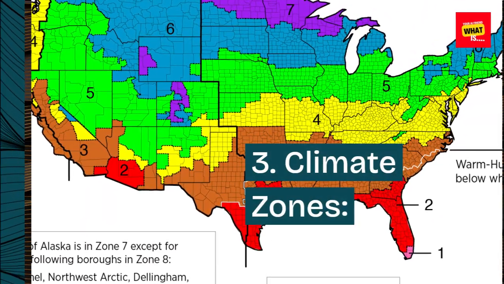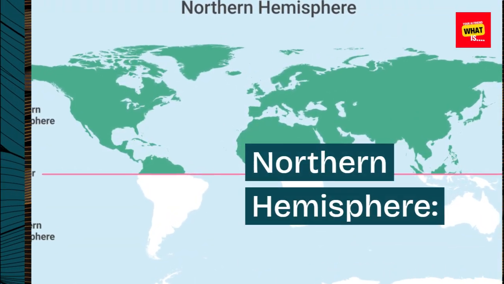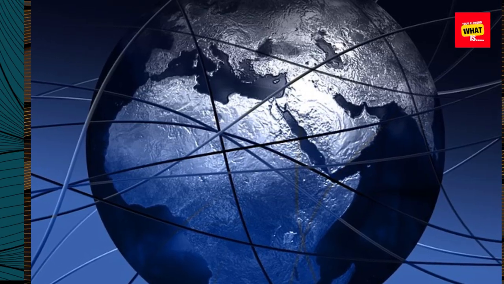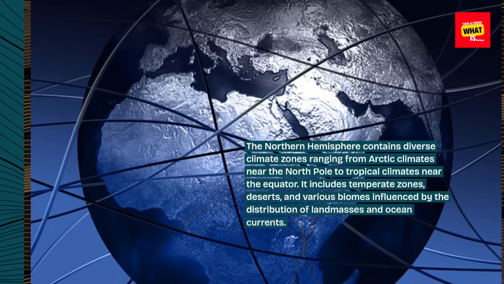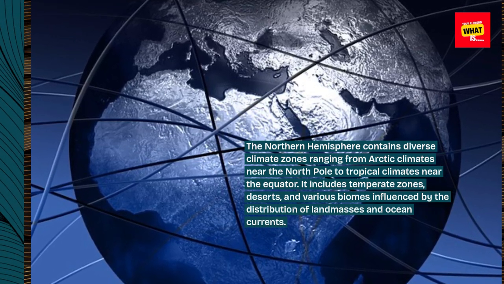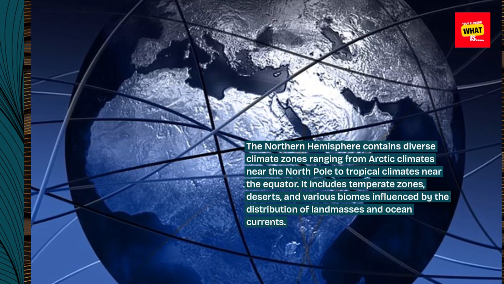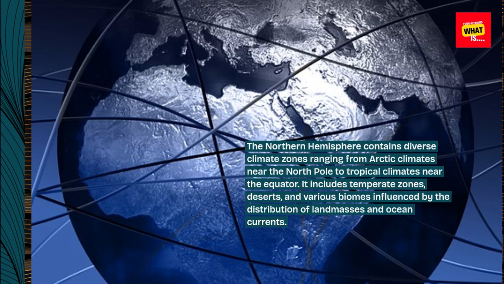3. Climate zones. Northern Hemisphere. The Northern Hemisphere contains diverse climate zones ranging from Arctic climates near the North Pole to tropical climates near the equator. It includes temperate zones, deserts, and various biomes influenced by the distribution of land masses and ocean currents.